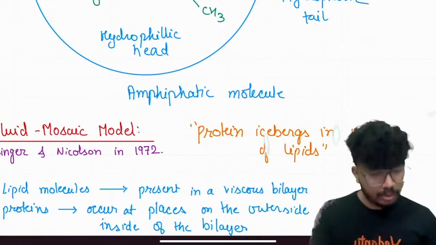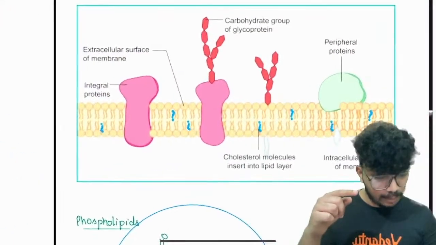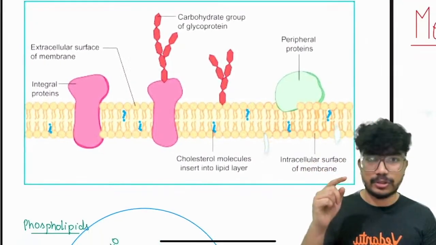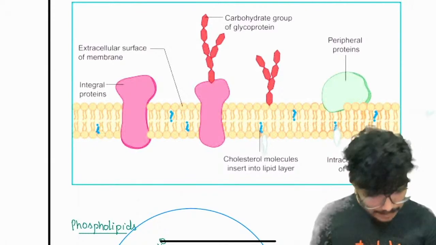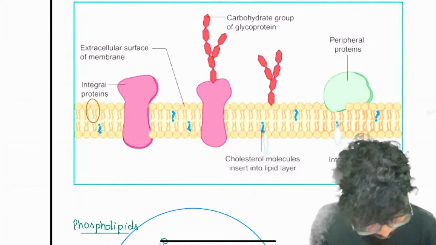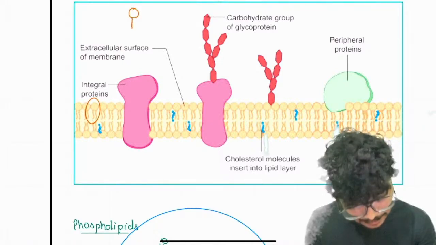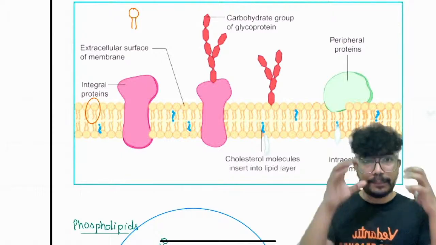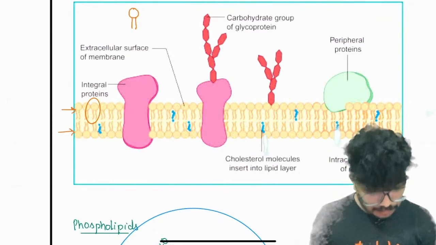Correct. So let's talk about the structure first. If you look over here, this is the detailed structure of the plasma membrane or biomembranes. This single entity is the lipid molecule. The circle is the hydrophilic head, and it has two hydrophobic tails. So this is the lipid bilayer. This is one layer and this is the next layer.